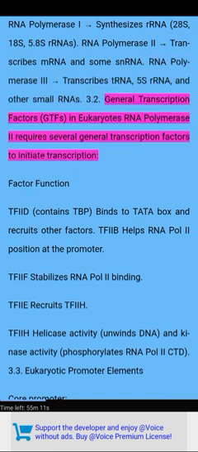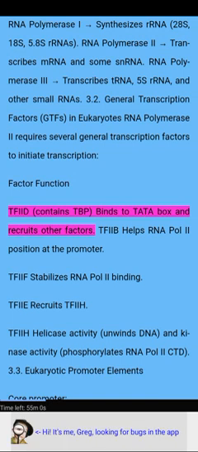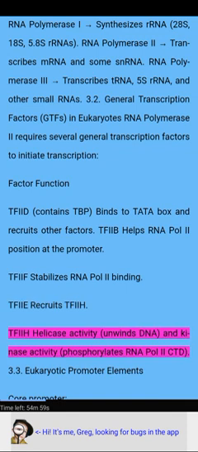3.2. General transcription factors (GTFs) in eukaryotes. RNA polymerase II requires several general transcription factors to initiate transcription. Factor and function: TFIID contains TBP, binds to the TATA box and recruits other factors. TFIIB helps RNA pol II position at the promoter. TFIIF stabilizes RNA pol II binding. TFIIE recruits TFIIH. TFIIH helicase activity unwinds DNA and kinase activity phosphorylates the RNA pol II CTD.